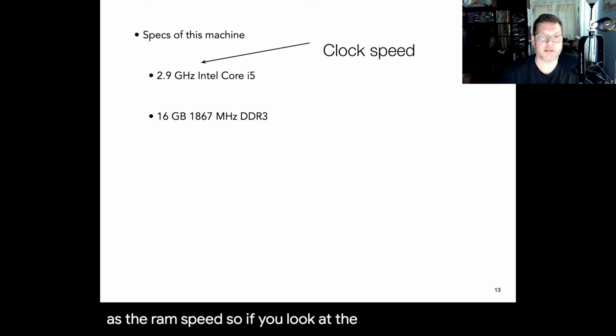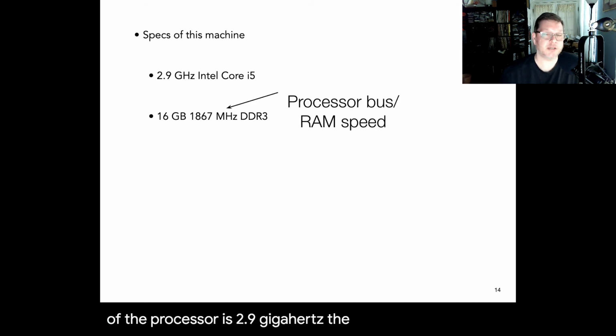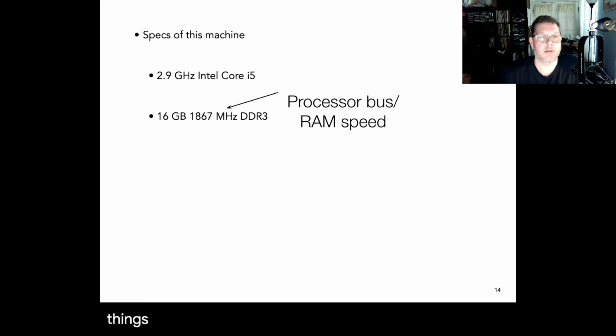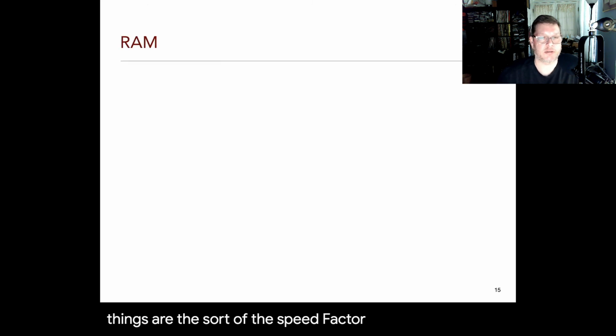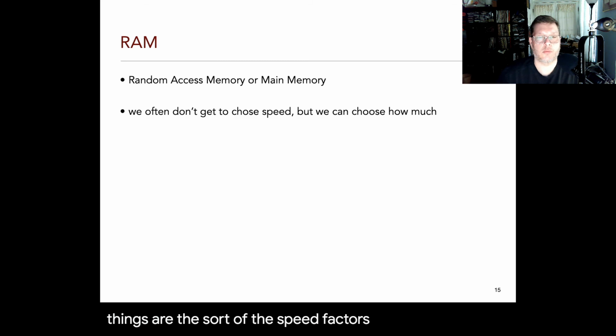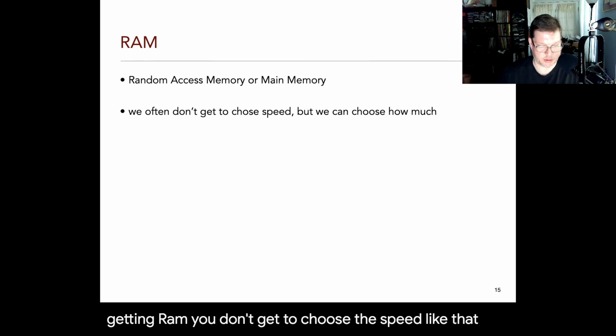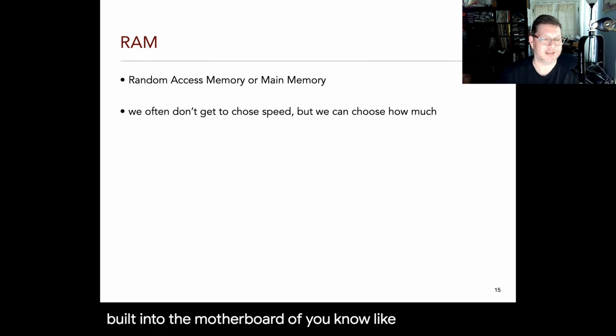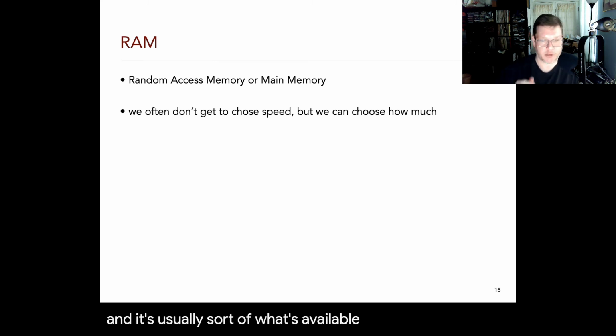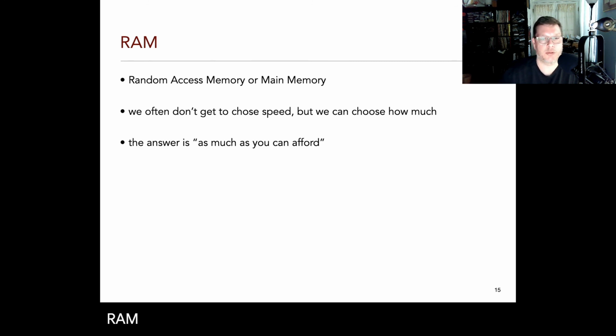If you look at the specs, these are from an older machine, but the clock speed of the processor is 2.9 gigahertz. The processor bus, or the RAM speed, in this case was 1867 megahertz. Those two things are the speed factors. Usually when you're getting RAM, you don't get to choose the speed, that's built into the motherboard. It's usually what's available at the time. Things get faster as time goes on. But we do get to choose how much RAM we select.